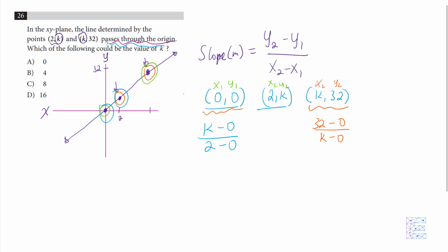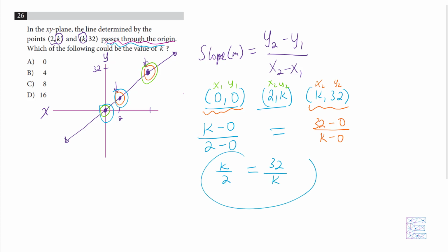And remember what we just talked about. The slope of a line is the same. It doesn't matter which points you use. So this slope has to equal that slope. It doesn't matter which points we decided to use, but those slopes have to equal each other. Now with a little bit of algebra, k minus 0 is just going to be k over 2, which must be equal to 32 minus 0, which is 32 over k.